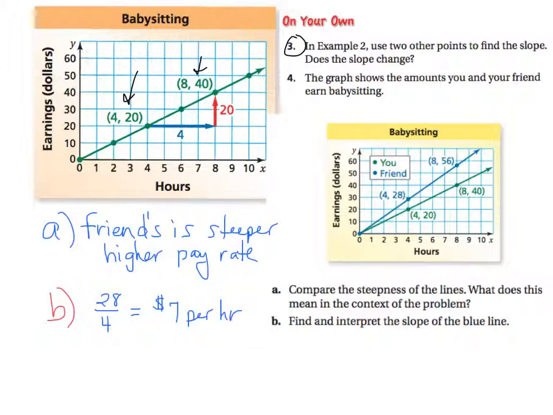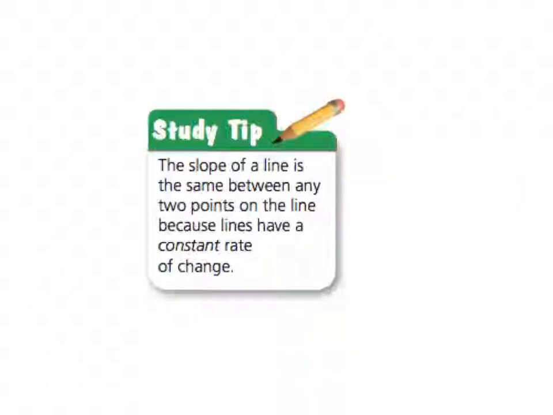Now you go from 20 to 40. So your change in y, change in vertical, is 40 minus 20, which is 20. And your 4 to 8 would be a change of 4. So 20 divided by 4 means that you make $5 per hour. Interpreting means tell me what it means. So your friend makes $7 per hour and you make $5 per hour. Now I know it said the blue line, but I did the green line as well.